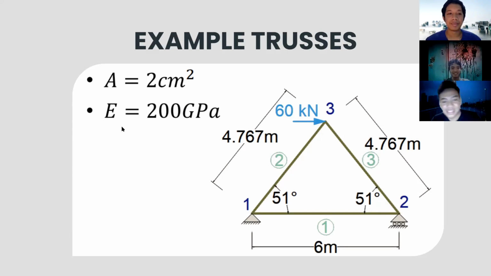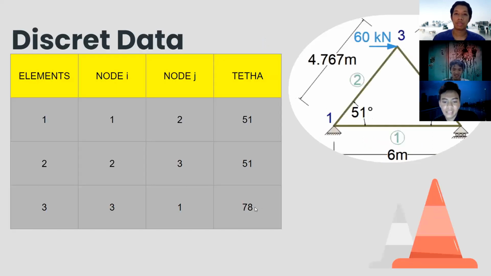And then the modulus of elasticity is 200 gigapascal. And we knew the angle is 51 degree for point 1, for point 2 is 51 degree, and the third point is 78 degree. Next step, we are going to discretize the data.